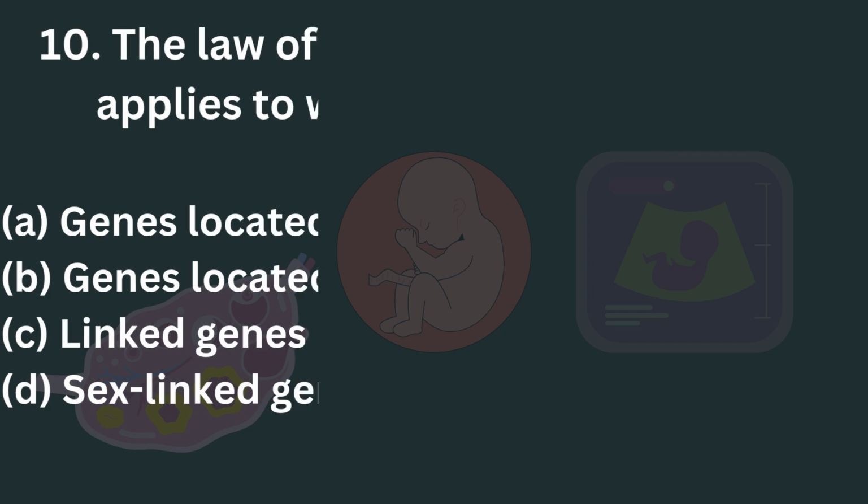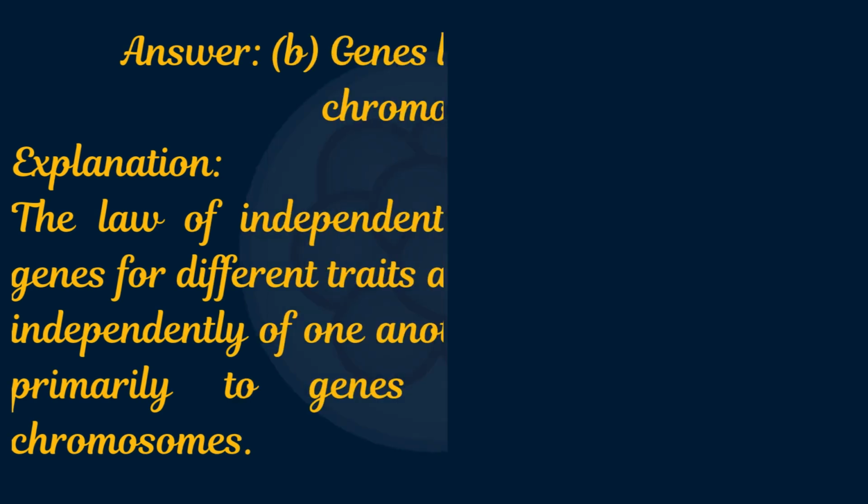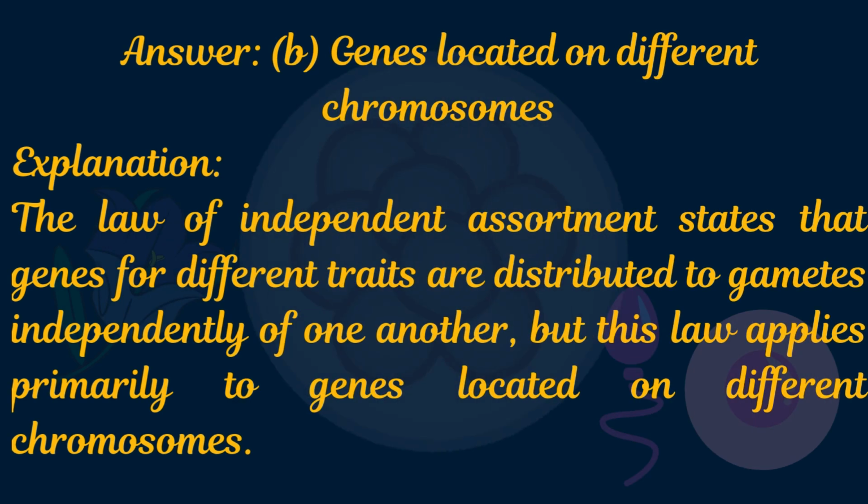10. The law of independent assortment applies to which of the following? A. Genes located on the same chromosome. B. Genes located on different chromosomes. C. Linked genes. D. Sex-linked genes. Answer: B. Genes located on different chromosomes.